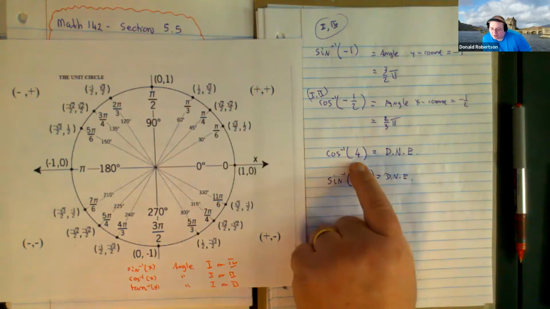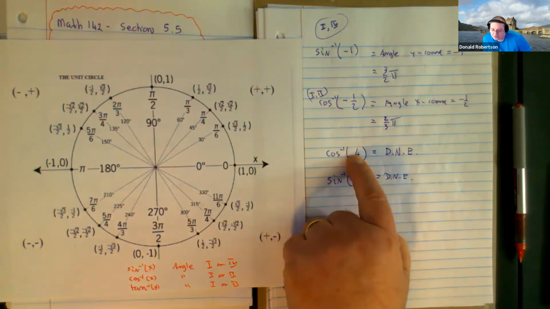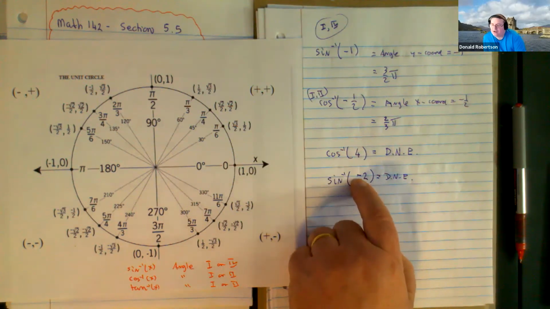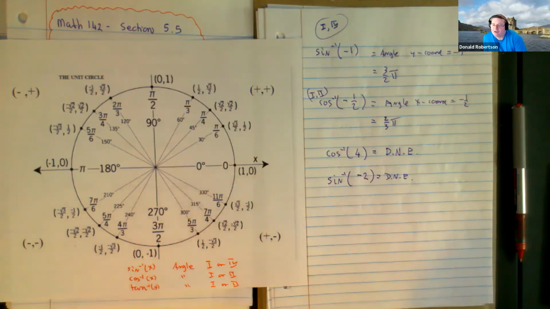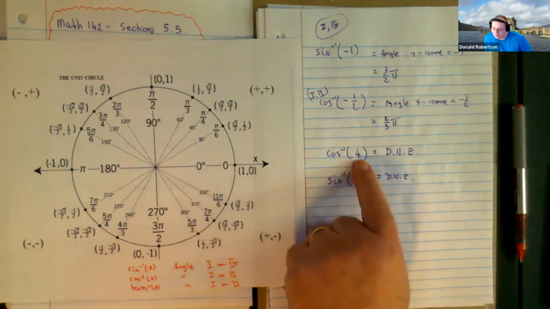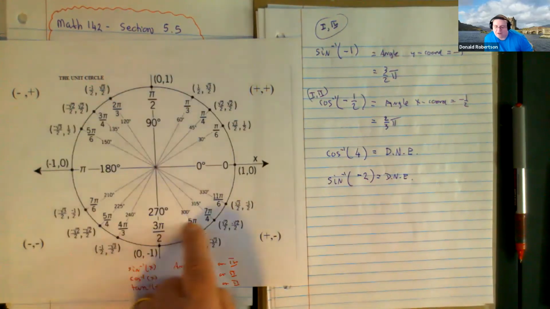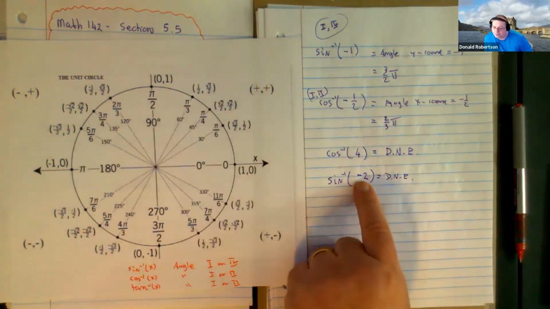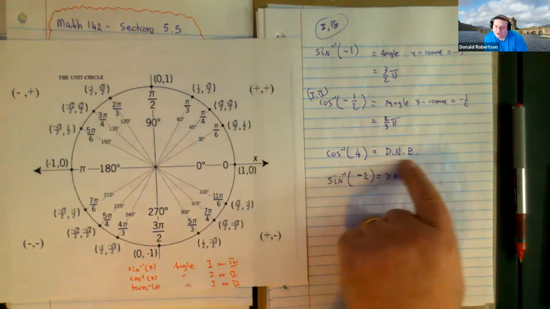If you have a number in the inverse sine or inverse cosine that is bigger than 1 or less than -1, as we have here, doesn't that mean the answer just does not exist? There is no angle. There is no angle in a unit circle that has an x coordinate of 4. There is no angle in the unit circle that has a y coordinate of -2. Agreed? So when those appear, DNE is your answer.